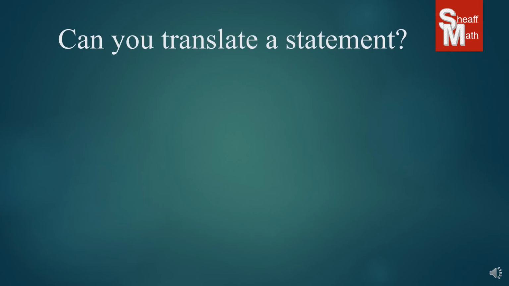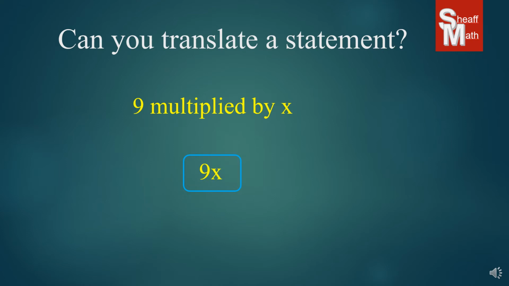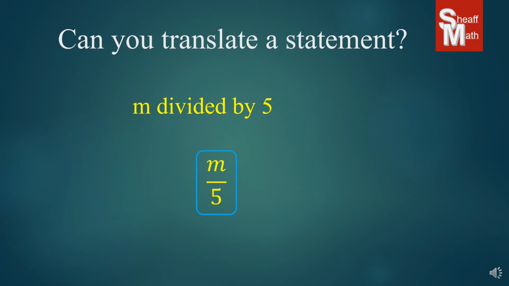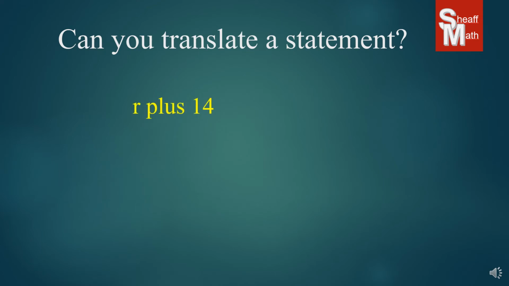So, can you translate a statement? 9 multiplied by x. Now, in algebra, we now take 9 and multiply it by x. We can actually put them side by side like that. 9x indicates that we're multiplying it. It's a little shortcut that we use. How about m divided by 5? Now remember, we're using fractions now. So m is going to be on the top, and 5 will be at the bottom. M divided by 5. R plus 14. Well, that's an easy one, right? R plus 14. That's how we write it.